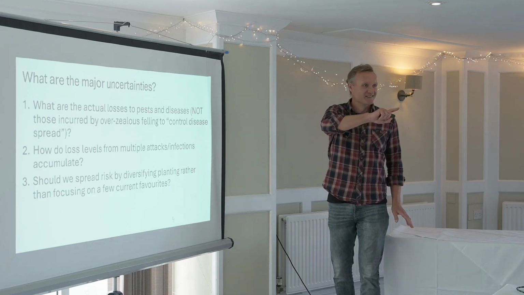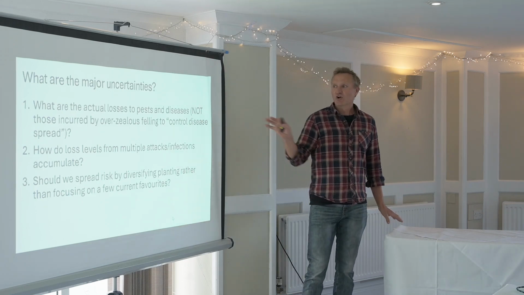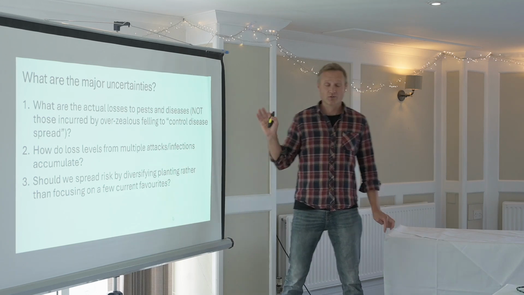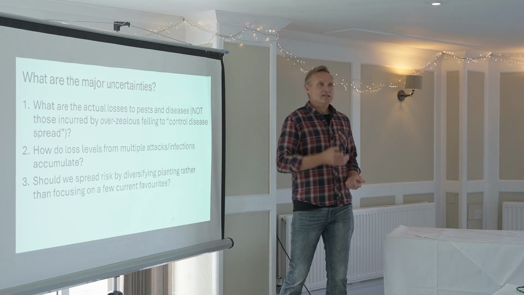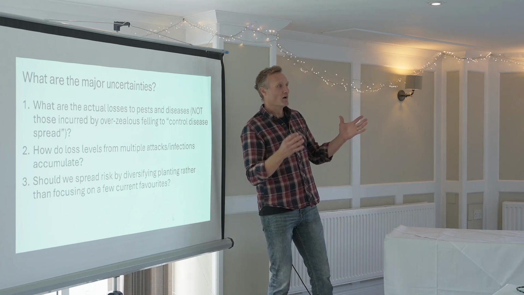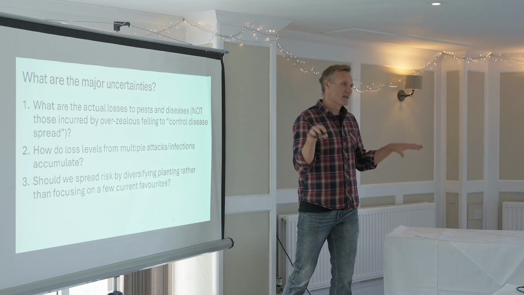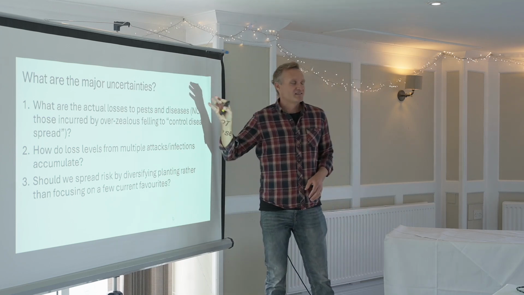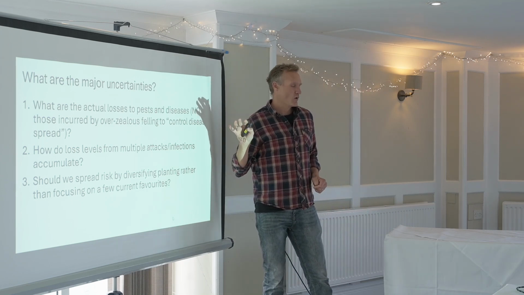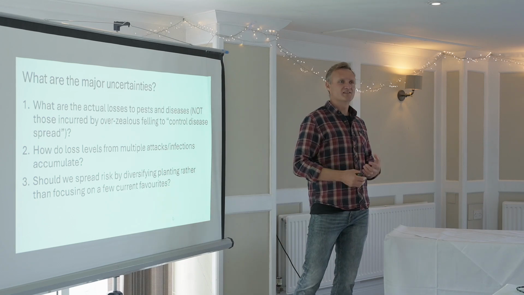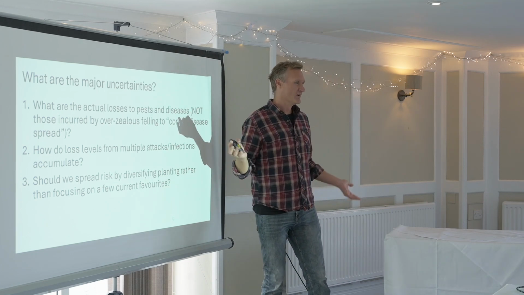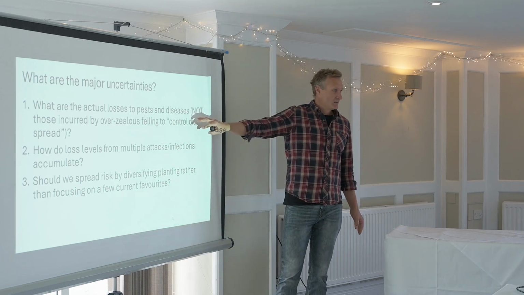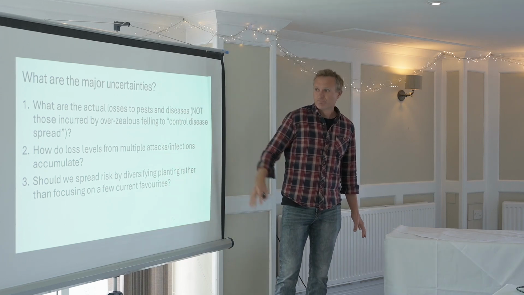But what are the major uncertainties? What are the actual losses to pests and diseases? That's quite difficult to quantify. What I've found, and what's kind of known, is that there's a tendency for people to see a tree that looks a bit sick and just cut it down because it looks a bit sick. That tends to be the general response, or to do controlled fellings to try and prevent the spread of a disease, which never works. Maybe if we left them standing, we wouldn't lose the tree so quickly.